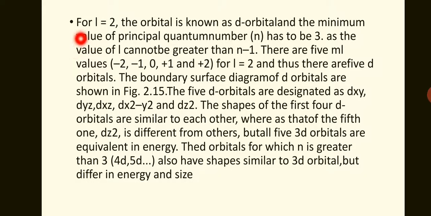Now if l is equal to 2, meaning the value of the azimuthal quantum number is 2, the orbital is known as d orbital, and the minimum value for principal quantum number n has to be 3, because 3d orbital starts from the third shell, meaning the KLM shell.